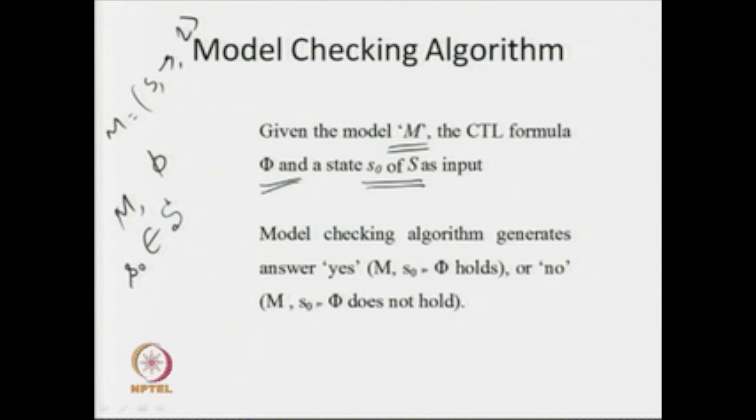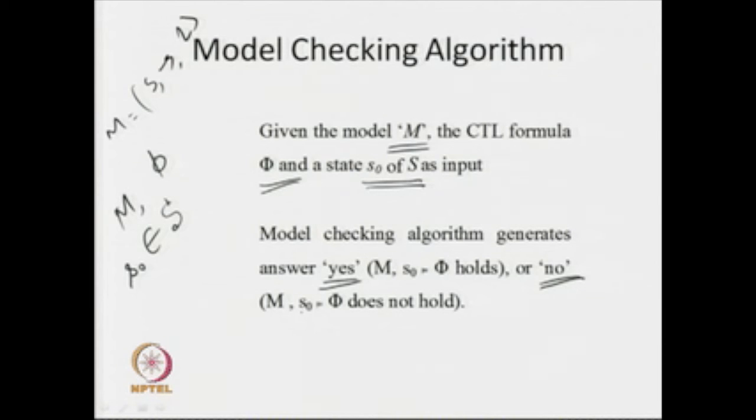So, what is the model checking algorithm? The model checking algorithm generates the answer yes if M, S0 models phi, that means phi holds in M, S0, or phi is true in S0. It generates the answer no if phi does not hold over here. So M, S0 models phi does not hold, that means phi is not true in S0.